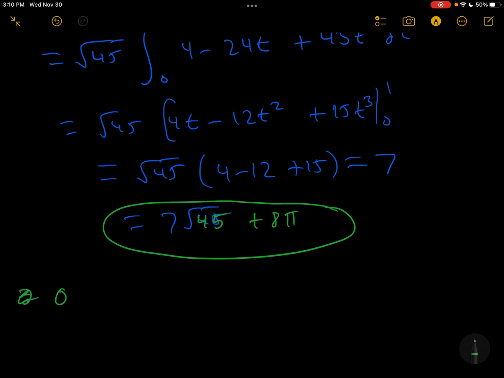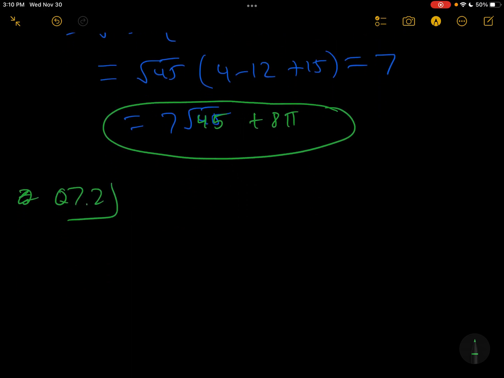Problem 2, so quiz 7, number 2. We're given the field y squared i plus 2xy j. Check this out. I'm going to do this a little differently than we did it then. So this is a field, and we're integrating along the line segment from (1, 1) to (2, 1).